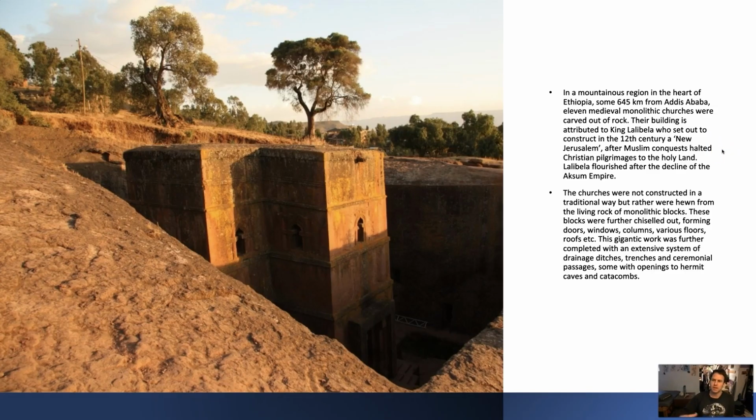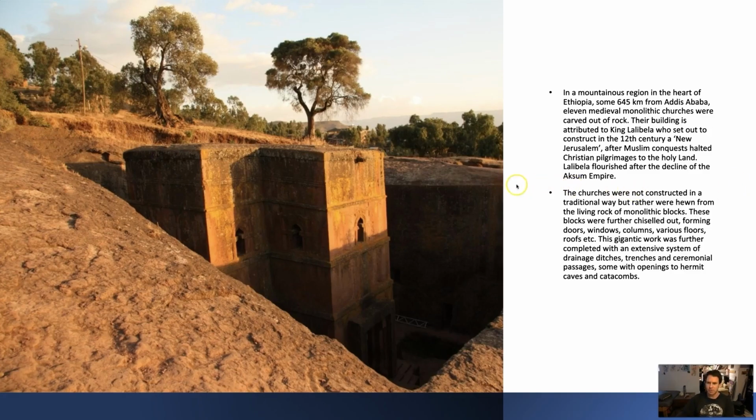So King Lalibela wanted to build a super holy religious site, because the Christians of Ethiopia wanted to go visit the Holy Land, but there was conflict, so they couldn't make it. So they had their own holy space here. The churches were not constructed in a traditional way, but rather were dug out from the living rock of monolithic blocks. These blocks were further chiseled out, forming doors, windows, columns, various floors, roofs, etc.